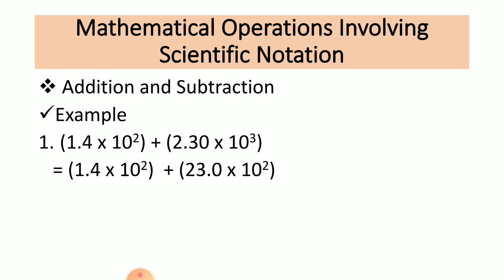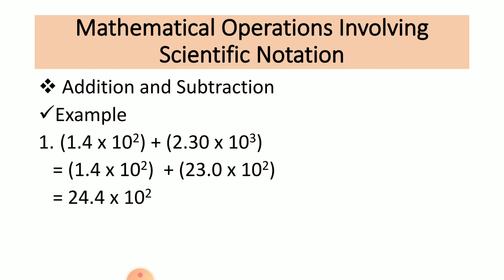Since they have the same exponents, then let us add the numbers. So 1.4 plus 23.0, that is 24.4. Then copy the exponential number which is 10 raised to 2.